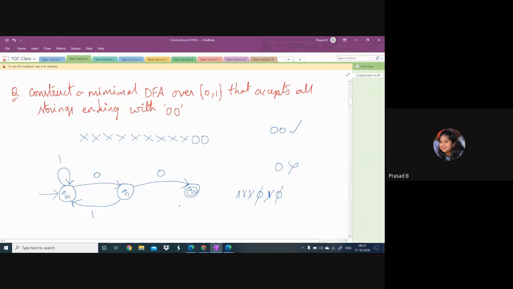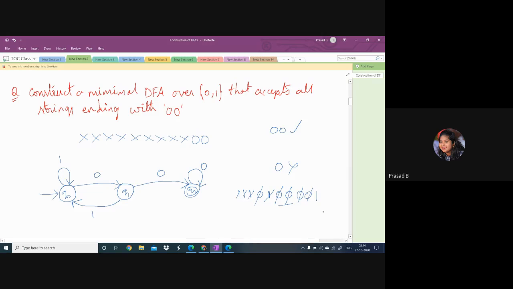And again if 0 comes, from initial Q0 we come to Q1. See, Q1 is a non-final state, not accepted. Again if 0 comes, yes, this is ending with double 0, so we'll go to Q2, final. And again 0, yes, all these are valid. So in the final state, as long as 0 comes, we will stay in the final state.